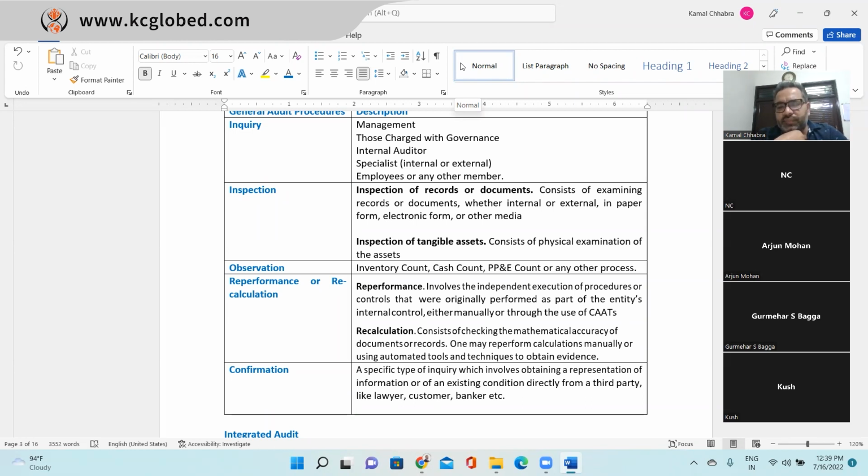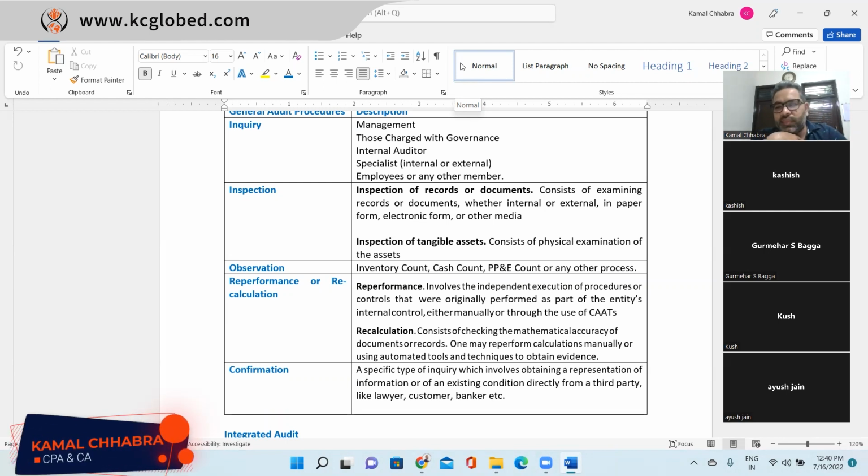Who all are specialists? Who is a specialist? Hope you remember this. Anybody for whom we are leveraging their specialized knowledge to support our audit, actuaries and all those. So those who are experts in a particular field other than accounting and audit. Employee or any other member.